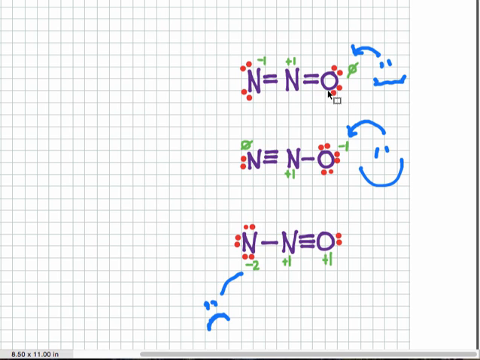6, 5, 4, 3, 2, 1, 0. 5, 4, 3, 2, 1, plus 1. 5, 4, 3, 2, 1, 0, negative 1, negative 1. Formal charges are in green, of course. 5, 4, 3, 2, 1, positive 1. 5, 4, 3, 2, 1, 0. 0 formal charge. 6, 5, 4, 3, 2, 1, 0, negative 1, negative 1. Interesting. Negative 1 and positive 1 make 0.